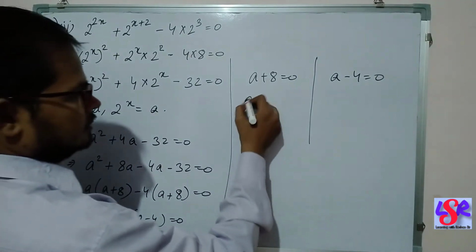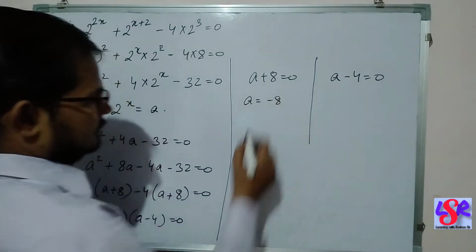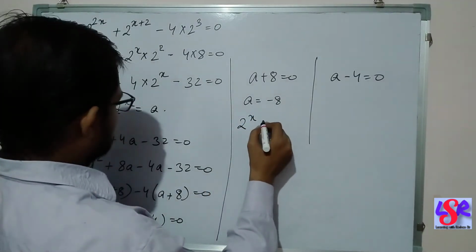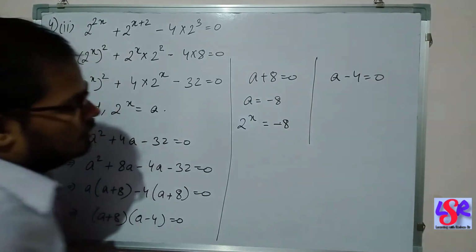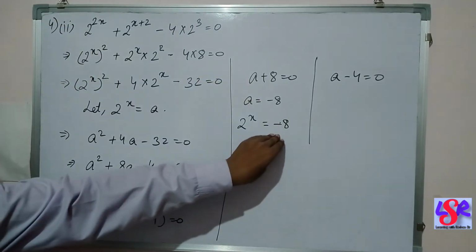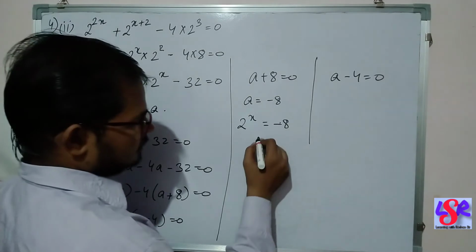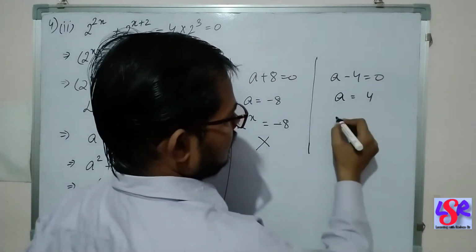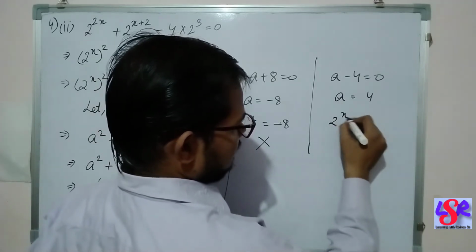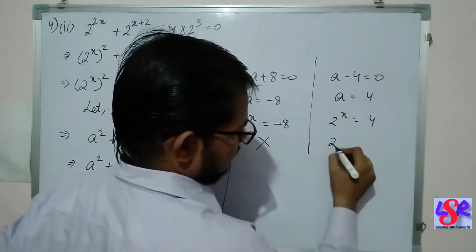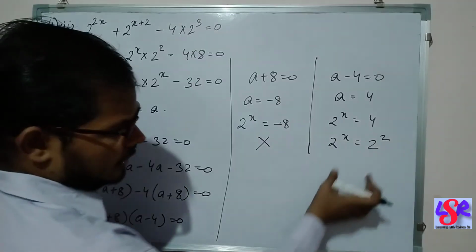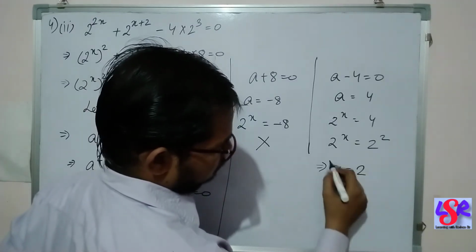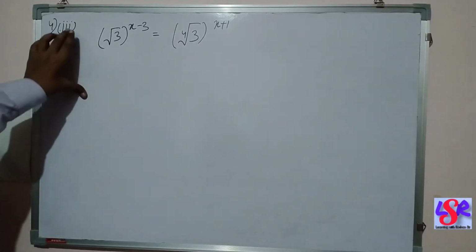On doing this one, it will be a equals to minus 8, and the value of a was 2 to the power x, so 2 to the power x equals to minus 8. Now for any value of x, you will never get the value of minus 8. Therefore, this is not considered, and we will go for this one. This is a equals to 4, and value of a is 2 to the power x equals to 4. Now this can be written as 2 to the power x equals to 2 to the power 2. As they both are having the same base, so the powers can be equated, and it will be x equals to 2 as answer. Now let's see question number 4, third part.